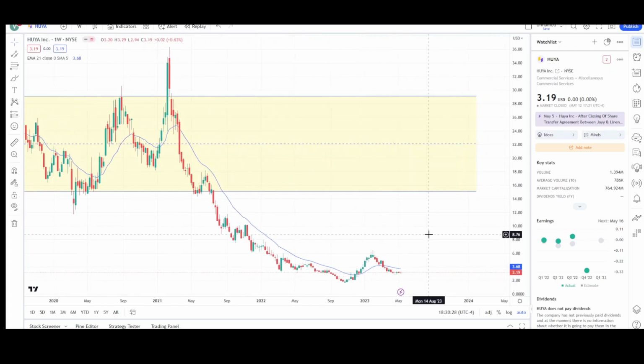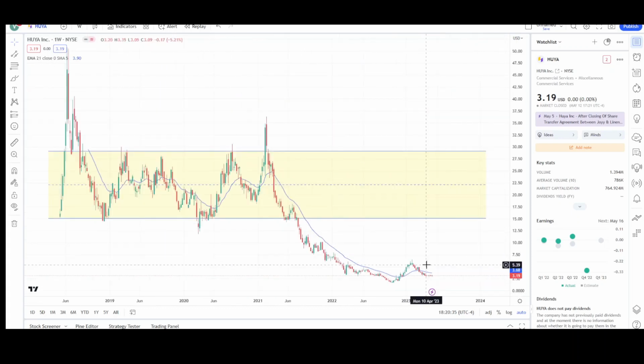It looks like it wants to pop up, but we are finding resistance, and we still have the measured move lower. So again, it's a transition area. You can go either way. I'm leaning more towards the upside, and we'll see if that occurs.